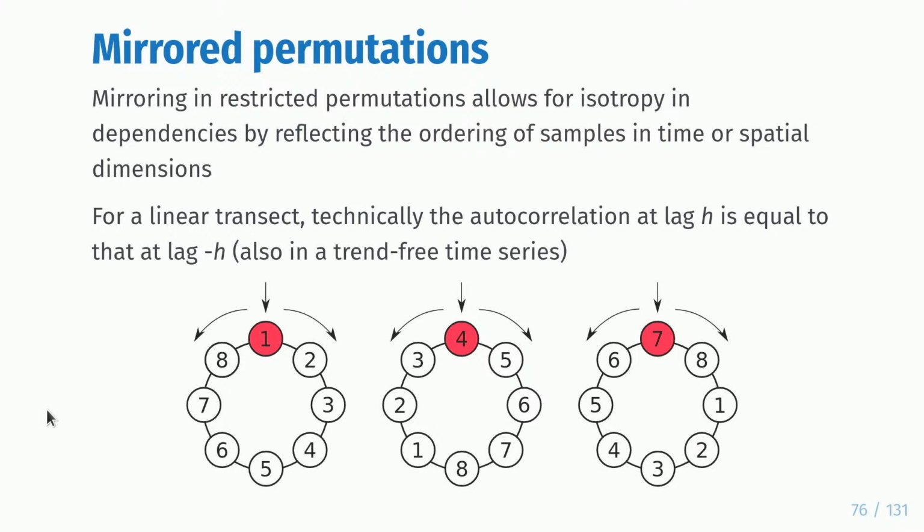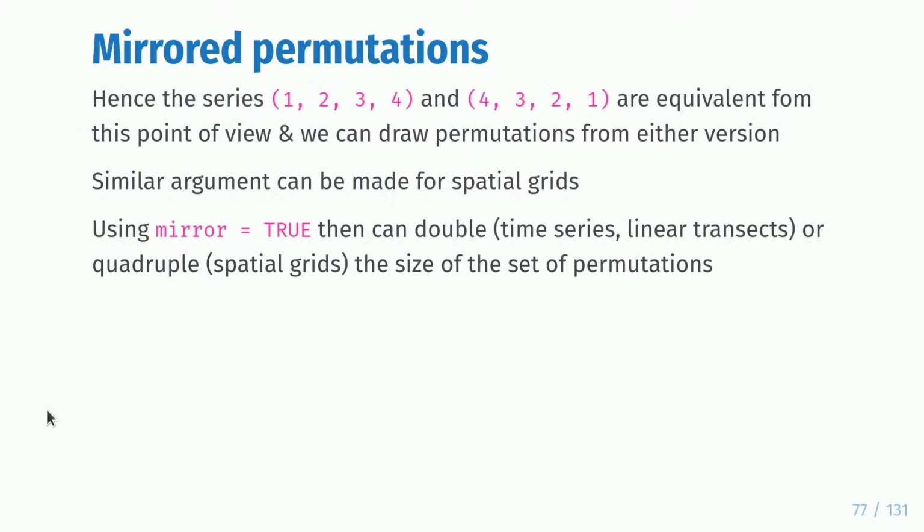And so what we can do is we can shuffle it backwards and forwards. So we choose a random starting point, but we can choose that random starting point by going anti-clockwise or clockwise around the circle. Okay. And so in that sense, the permutation 1, 2, 3, 4 is the same as 4, 3, 2, 1, and that they have the same sort of general idea. And although they are different permutations, they're equally valid permutations under this null hypothesis of isotropy. Right? So, and the same argument can be made for spatial grids.